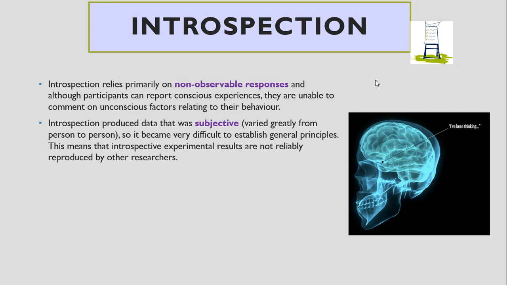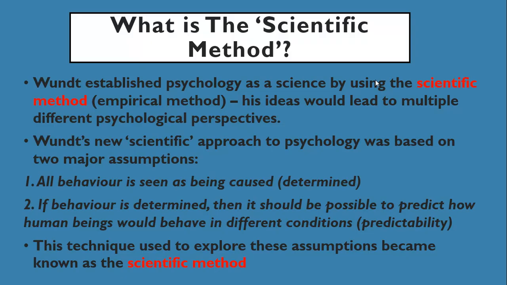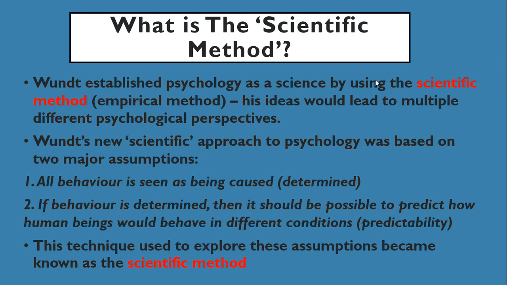Introspection is meant to be objective. It's meant to be non-biased. However, it's very hard to gain that if someone's reporting about their own thoughts and feelings. So data that was produced by introspection tended to be subjective, so it's less reliable, as opposed to the information that came later on in psychology that was much more objective and could be repeated a lot easier.